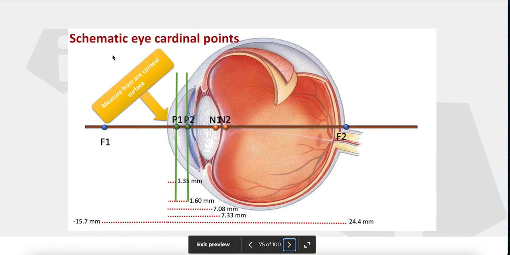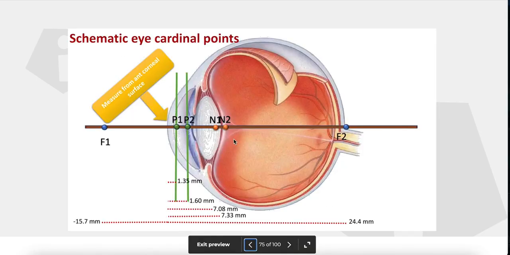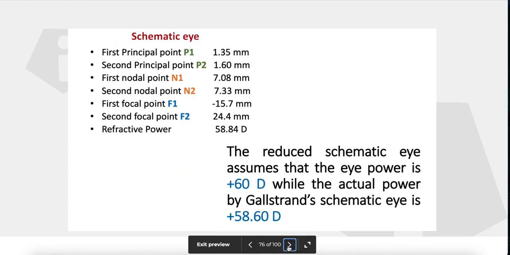So let's see here, as we mentioned, that the schematic eye cardinal points are measured from the anterior corneal surface, and we have six cardinal points: two principal points, two nodal points, and two focal points. The two nodal points are straddling the posterior surface of the lens, as you can see here, and the anterior focal point is in front of the cornea. The reduced eye has a power of 60 diopters, like this is Donders' reduced eye, but the Gullstrand schematic eye has a power of 58.6 diopters.